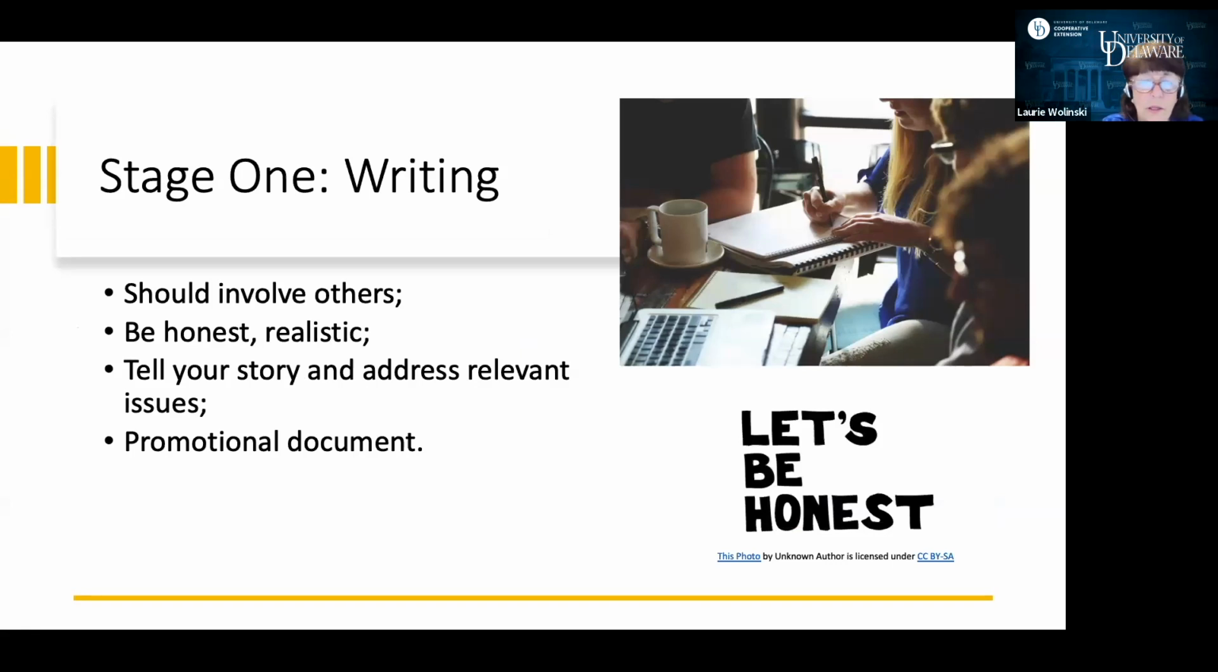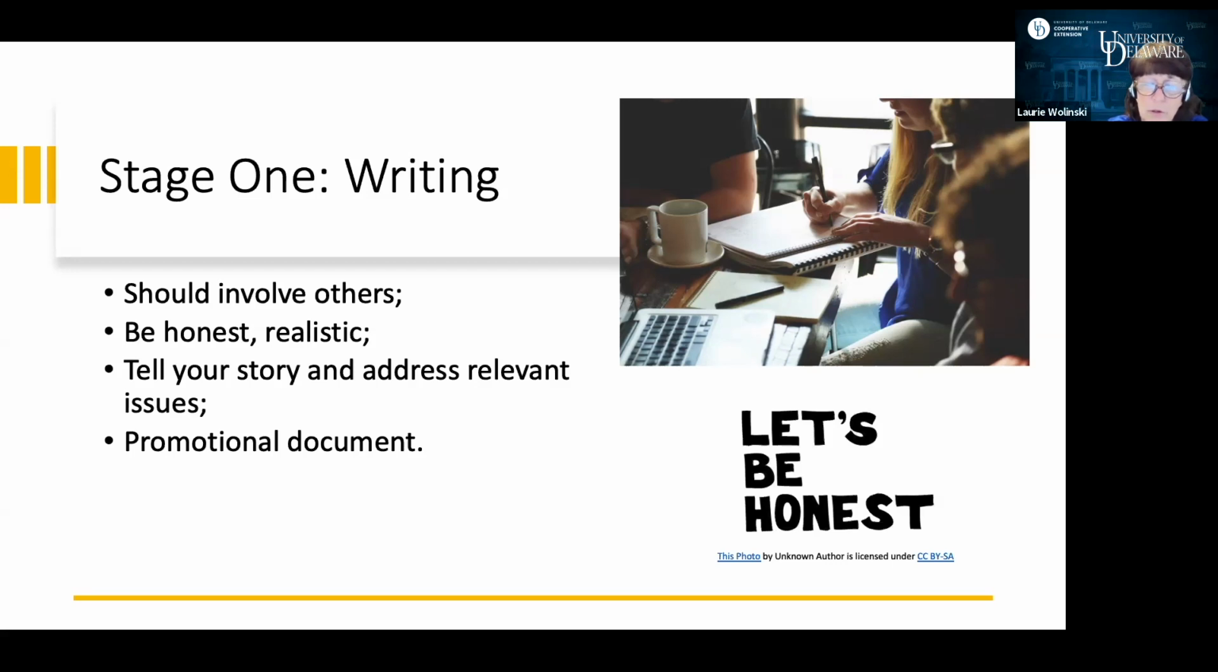So when you're writing the plan, it's very helpful to involve others. And by others, I mean your adult family members who are working on the farm with you, your lender, your implement dealer, if you're thinking you're going to need to replace equipment down the road. But you should always be honest and you should always be realistic. So try not to get ahead of yourself. And remember, this is your story and it's going to address your relevant issues.